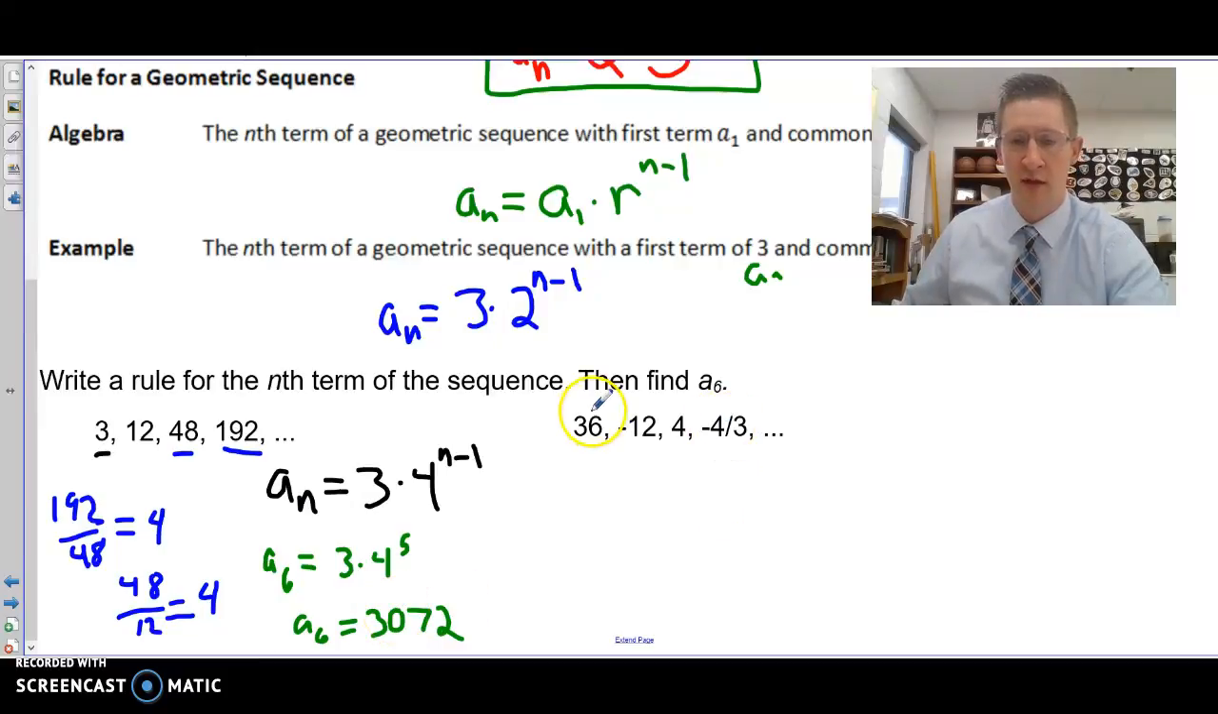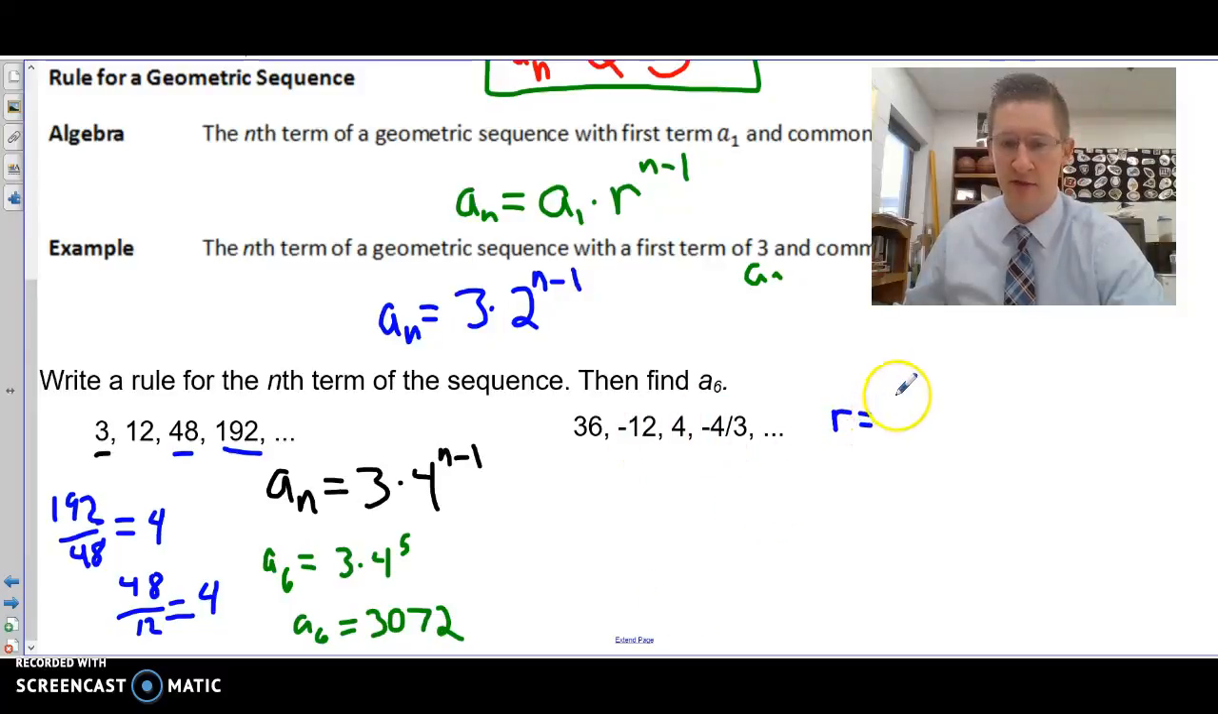Awesome. Next one, maybe a little tougher to figure out how we go from one term to the next. And you might say, well, it looks like maybe I'm dividing. Well, we don't like to divide, we want to multiply. So perhaps I'm multiplying by a fraction instead of dividing. So again, one of the maybe tough things here is to figure out that common ratio.